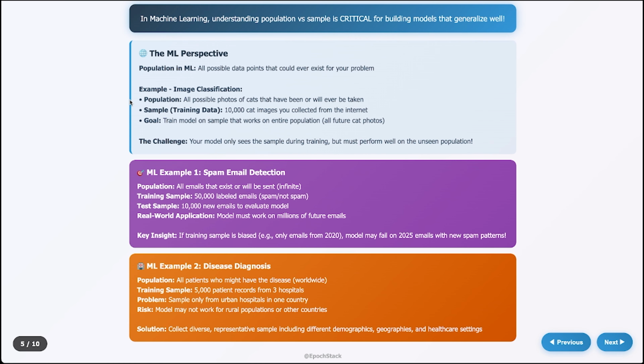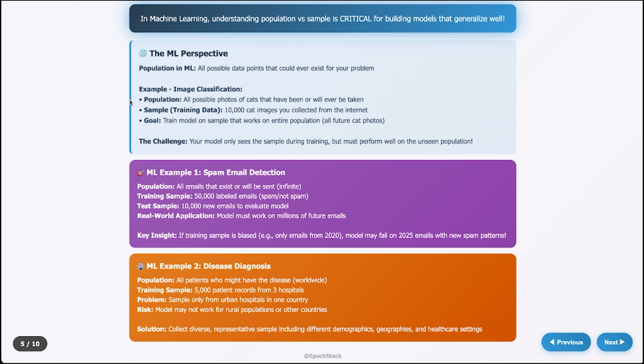For example, you collected the labeled emails only from the year 2020. That means your data is biased. In this case, the sample should be diverse, from different years, starting from 2005 till 2026. The sample should contain diverse data from all the years. In that case the model can perform well.